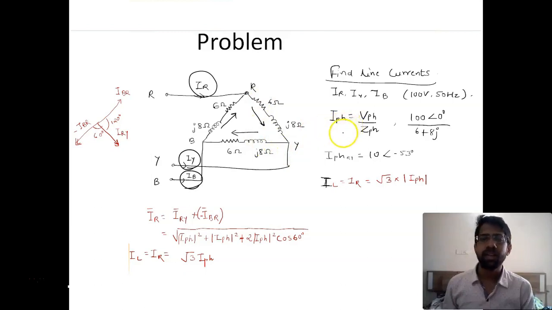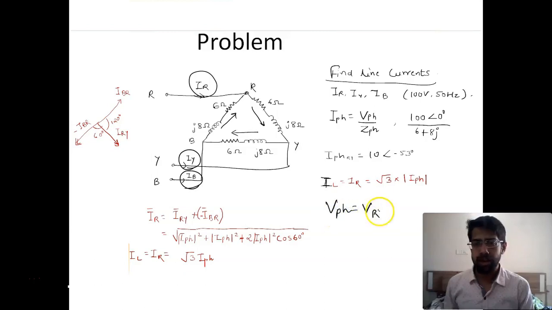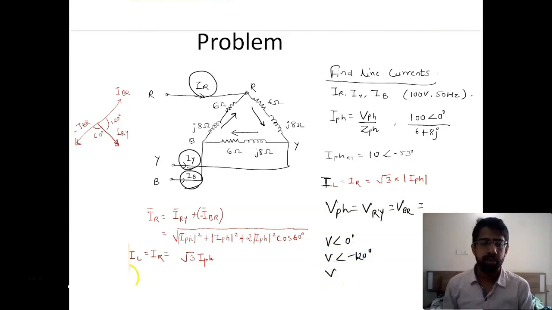Now what is the phase current? Phase current is nothing but the phase voltage divided by the phase load. In delta connection, you know that the phase voltage VPH or VRY or VBR is equal to the line voltages, and the line voltages are given as V angle 0, V angle minus 120, V angle plus 120 degrees. Alright, the magnitude of all these voltages is equal.